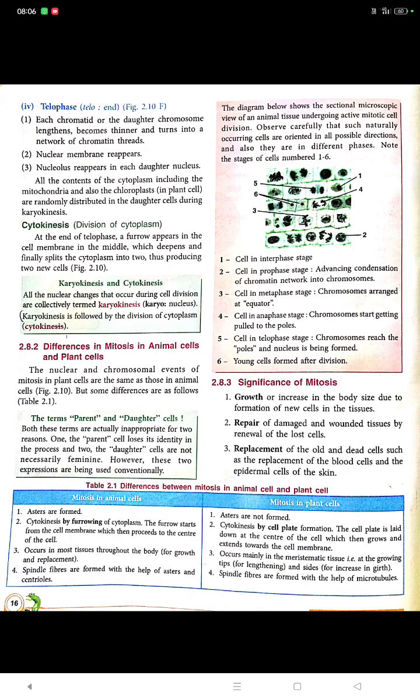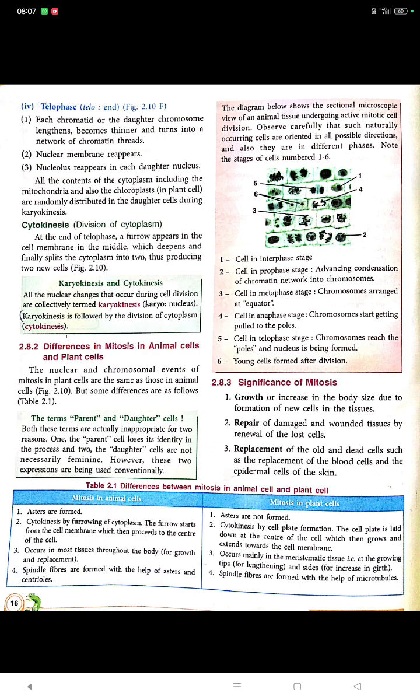Next, meiosis. Here the significance of meiosis is given: growth, repair and replacement. The table given below compares animal cells and plant cells. Let's check. Asters are formed in animal cells. Asters are not formed in plant cells. Cytokinesis in animal cells is by furrowing, in the cytoplasm, but in a plant cell it is by cell plate formation.